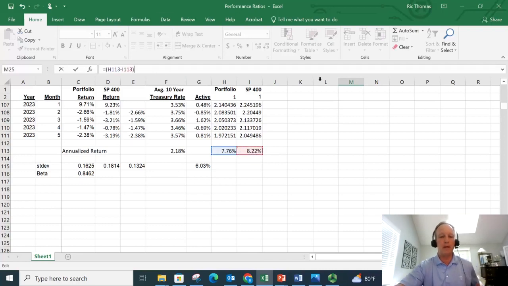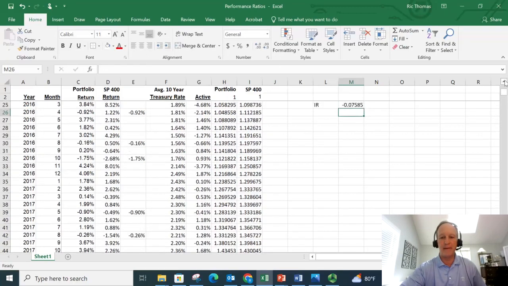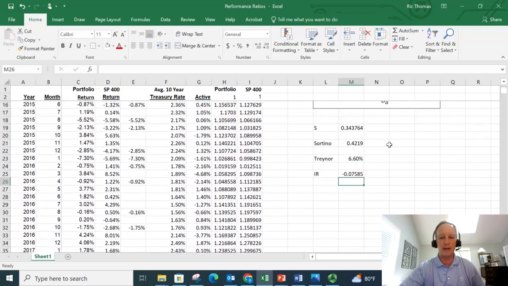So, we'll interpret these at the end here. Now I want to divide this by the standard deviation of the active risk number here. That's the 6.03 number. So I'm going to divide it by this number here, and I'm going to hit enter. Okay. And that is my information ratio. This is typically expressed not in percentage terms either. It's just expressed a lot like the Sharpe ratio and the Sortino ratio is. And so IR is minus 0.07. It's a very small number. For every 1% in active risk I take, I lose 7.5 basis points in excess return, which isn't too bad.